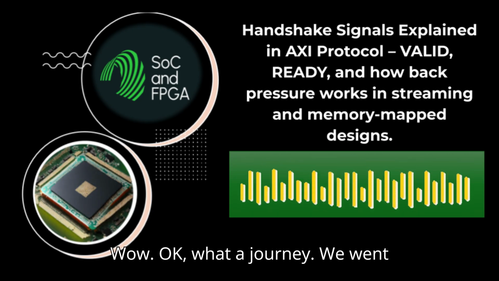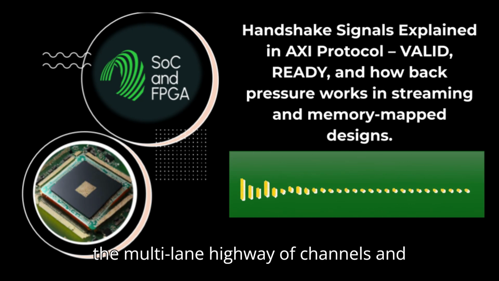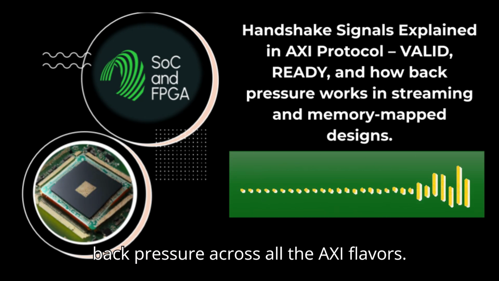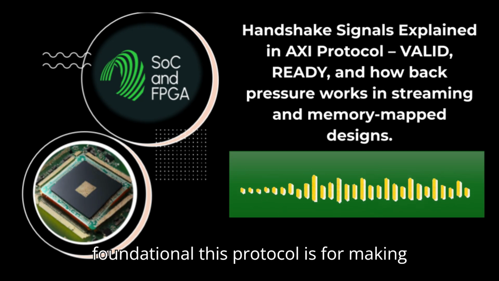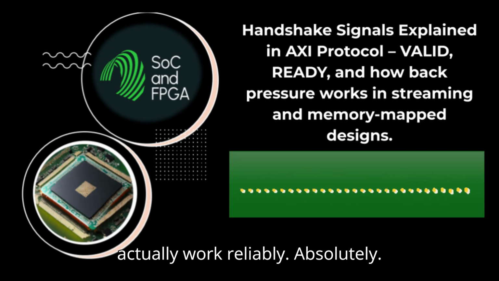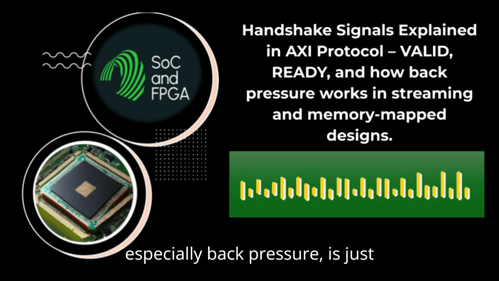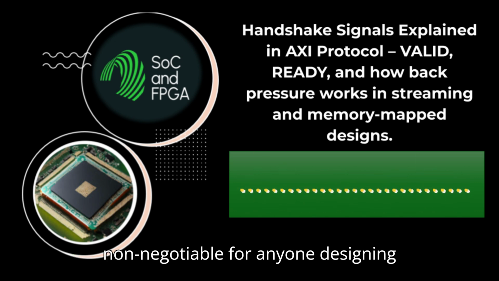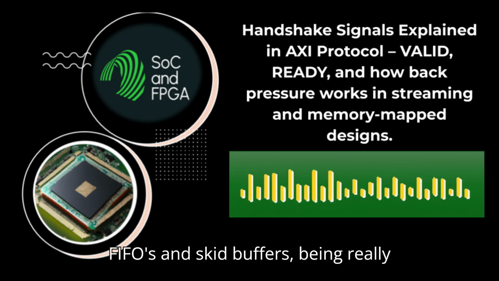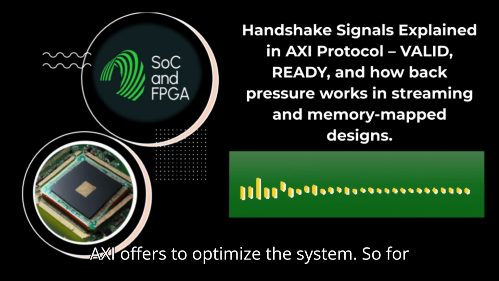Wow, okay, what a journey. We went from the basic valid-ready hello through the multi-lane highway of channels and navigated the necessary traffic jams of backpressure across all the AXI flavors. It's really clear now just how foundational this protocol is for making modern high-performance chips and FPGAs actually work reliably. Absolutely. Understanding how AXI manages data flow, especially backpressure, is just non-negotiable for anyone designing serious hardware today. It really comes down to smart use of buffering like FIFOs and skid buffers, being really careful about avoiding deadlocks, and then using all the performance features AXI offers to optimize the system.